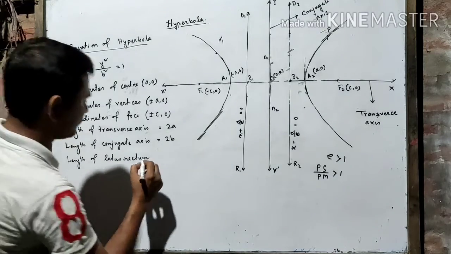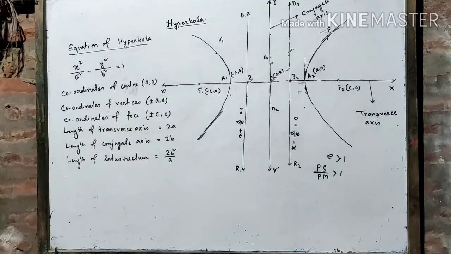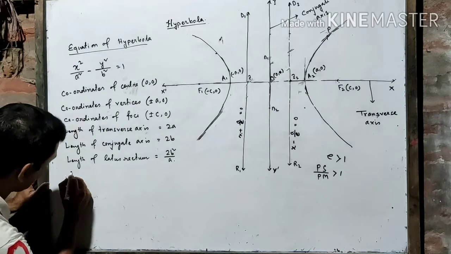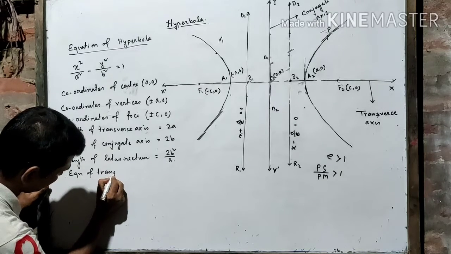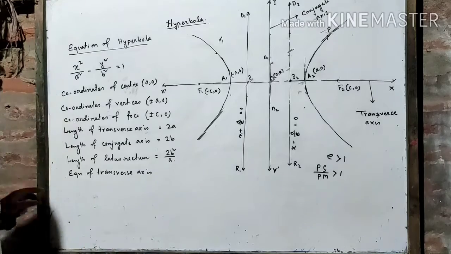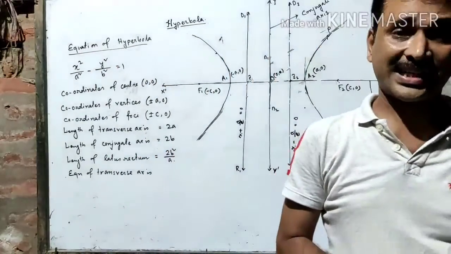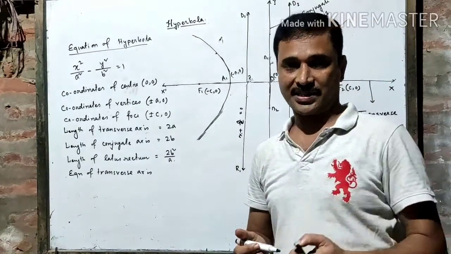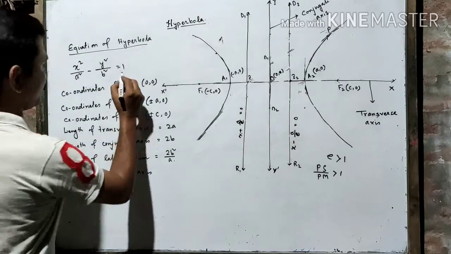Then length of latus rectum. Length of latus rectum is equal to 2b square by a. So you are done with the lengths. Then equation of transverse axis. So these are the information for the hyperbola whose foci lie on x-axis. Whose foci lie on x-axis. And its equation is x square by a square minus y square by b square is equal to 1.